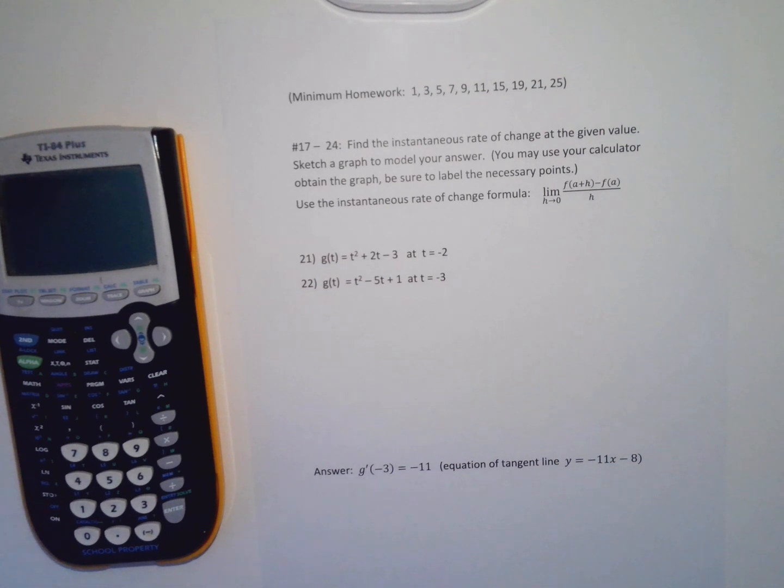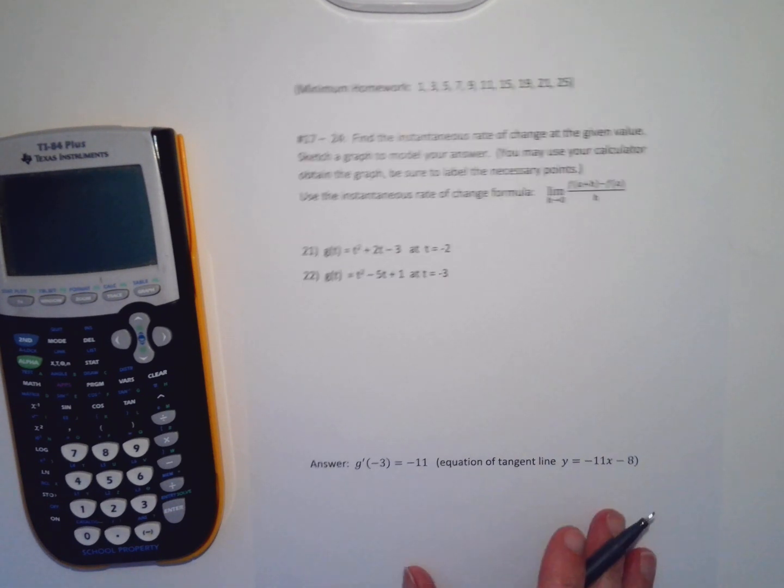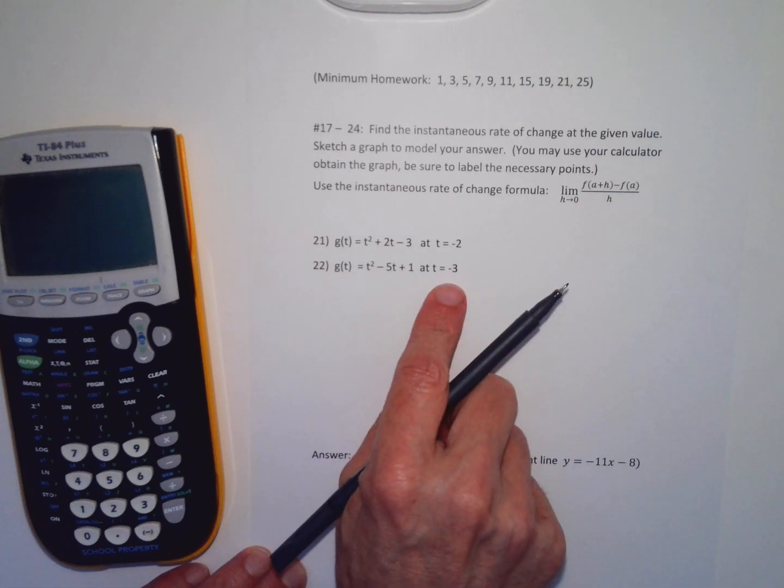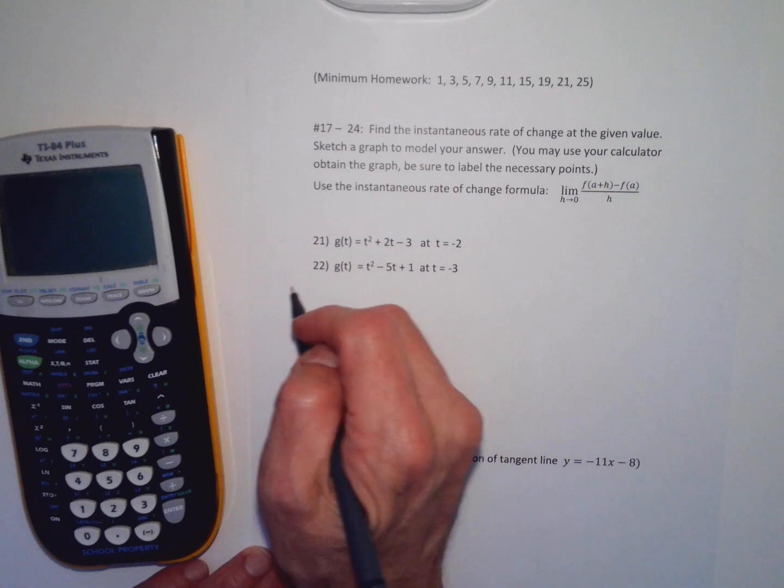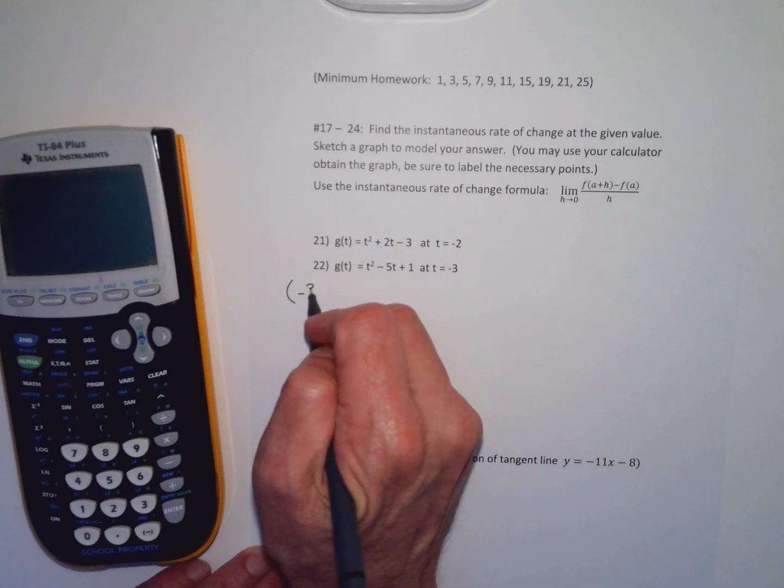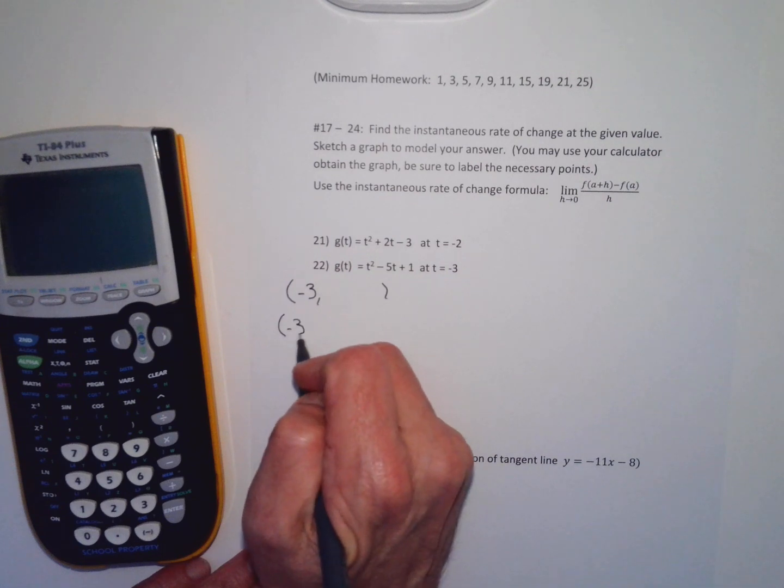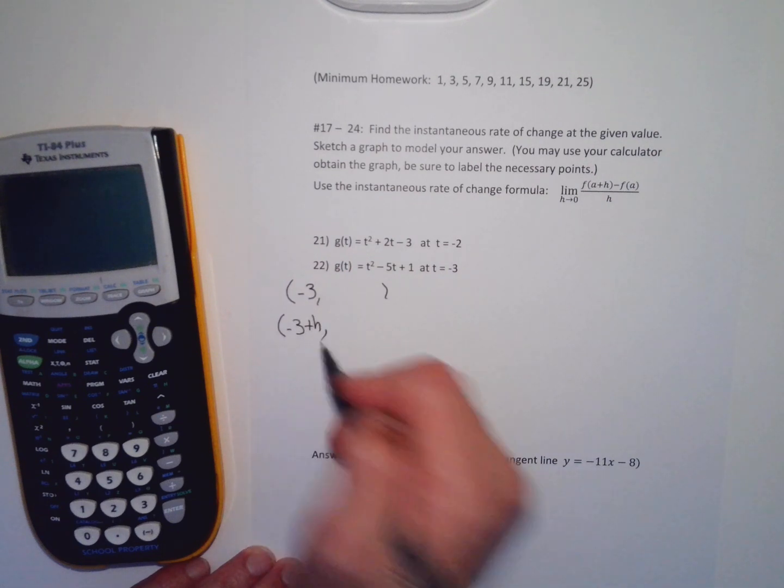And then we'll do one word problem. Find the instantaneous rate of change of this function when t is negative 3. I need 2 points. My first point is going to be negative 3 comma some value. My second point is going to be negative 3 plus h comma some value.